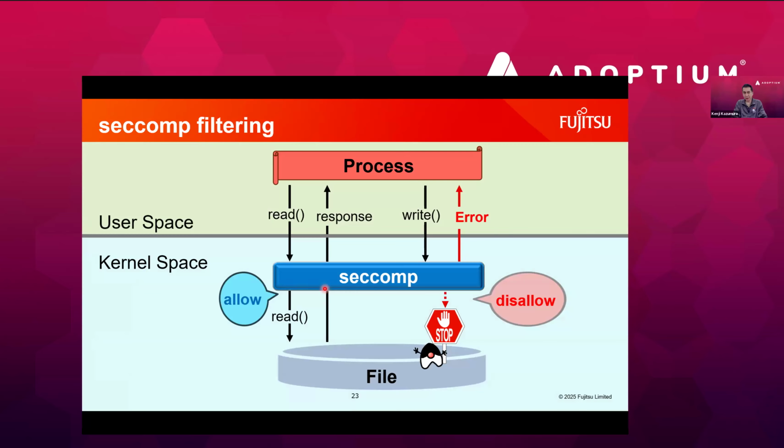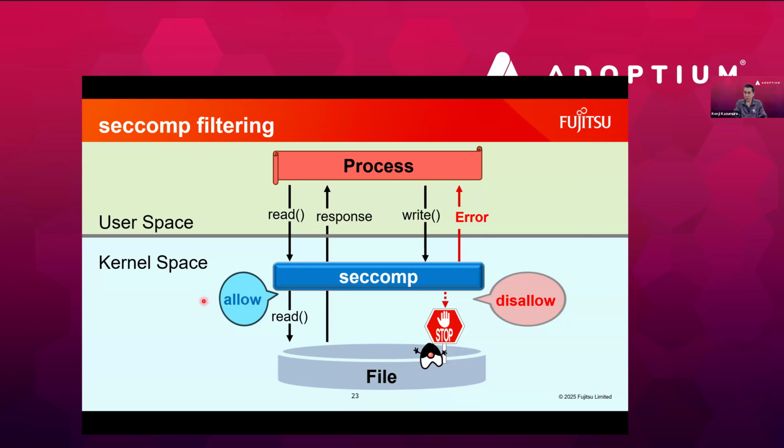Okay, let's look at the details of seccomp. This is the flow of seccomp. There is a process running in user space, and this process attempts to make a system call like read or write. And seccomp intercepts this system call before it reaches the kernel. Based on the predefined policy or rule, seccomp decides whether to allow the call or to disallow it.